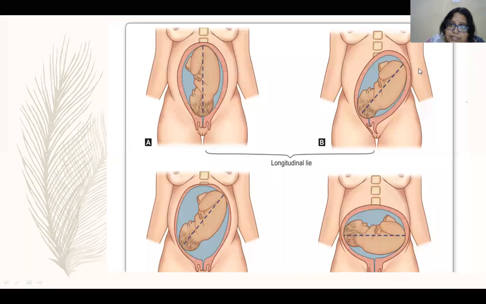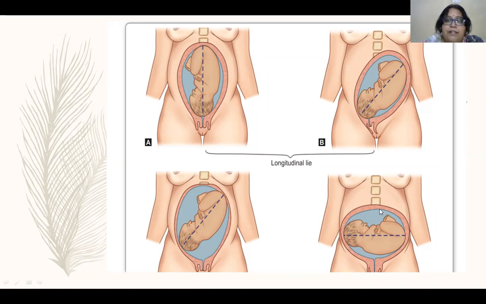Here even the uterus is not, the uterine axis is also not in line with the maternal spine. Here the uterine axis is in line with the maternal spine, but the fetus is oblique. Here both the fetus as well as the uterine axis are in an oblique position. And here the fetal axis is in a transverse position.